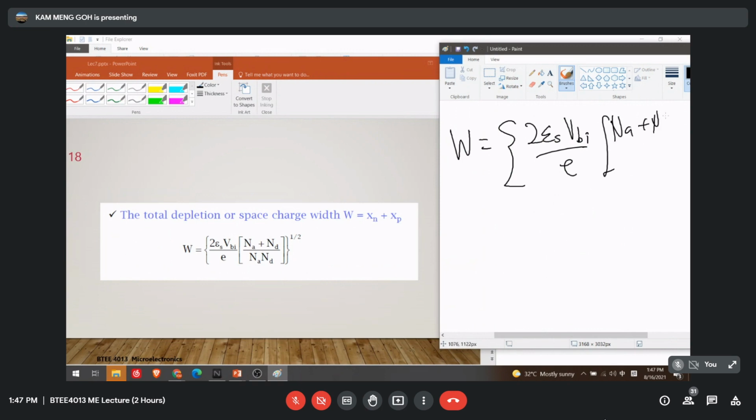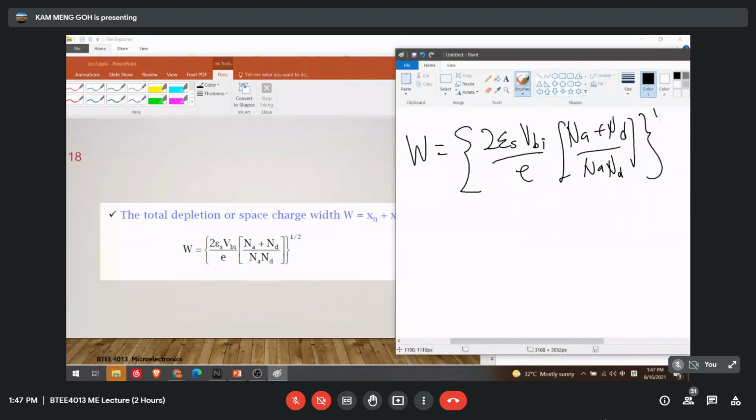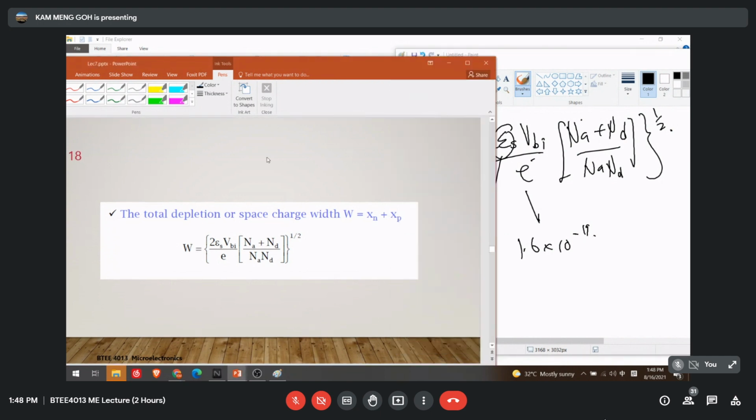NA plus ND, NA and ND, square root. Okay, as I mentioned just now, this one is the constant value. If this is silicon, 11.7 multiplied by epsilon 0, V_BI, you can calculate it from NA, ND and Ni. Then e is a constant, 1.6 times 10 to the power of negative 19. Okay, let's see how we're going to use this formula.